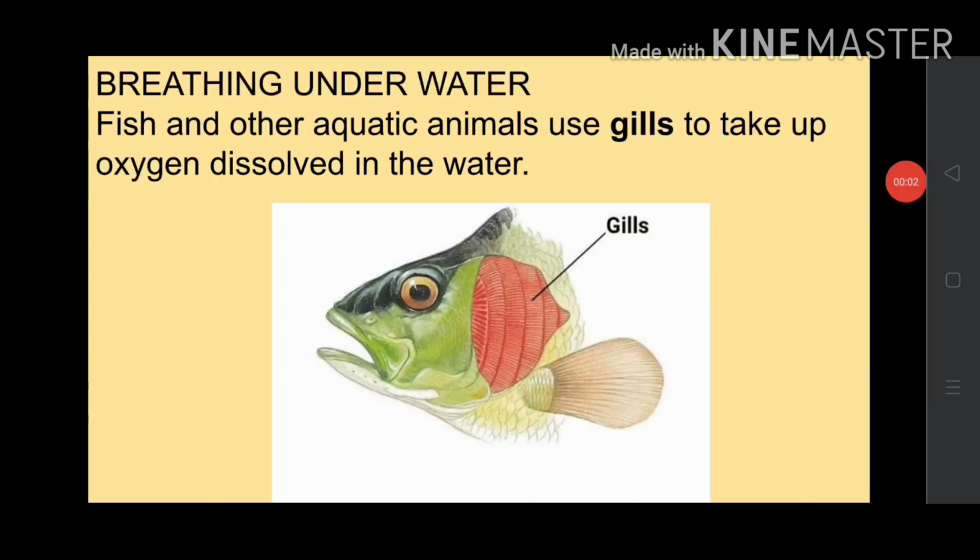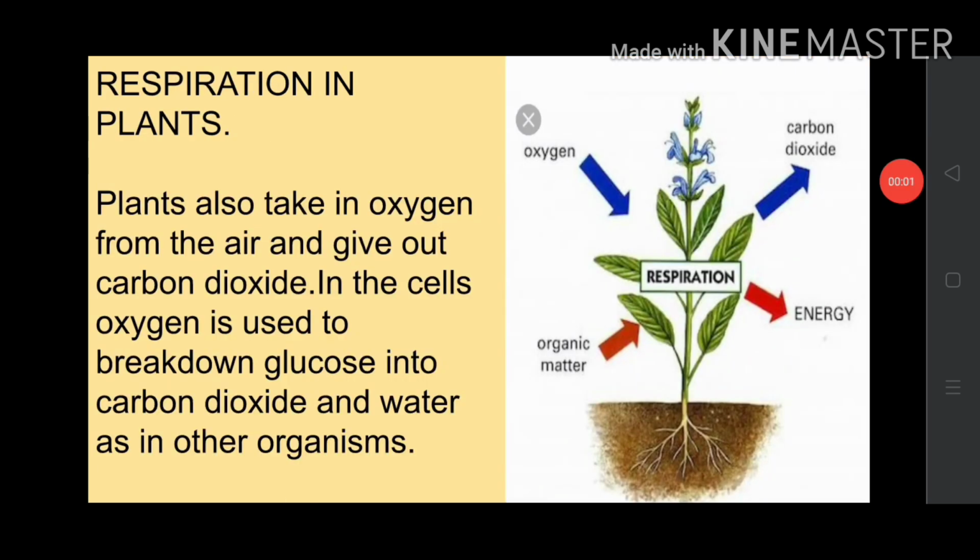Next is breathing underwater. Aquatic organisms take oxygen dissolved in water. They use their gills for respiration. These gills are projections of the skin. These are well supplied with blood vessels for exchange of gases.